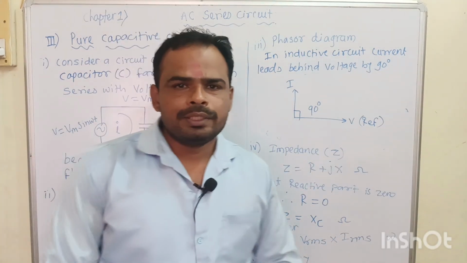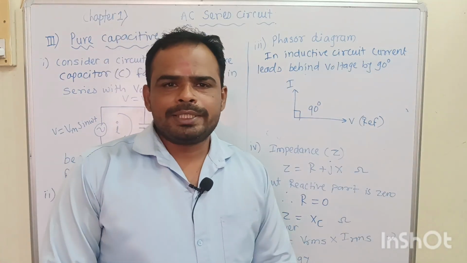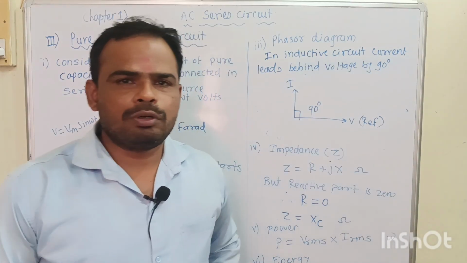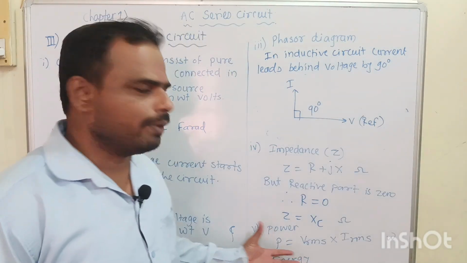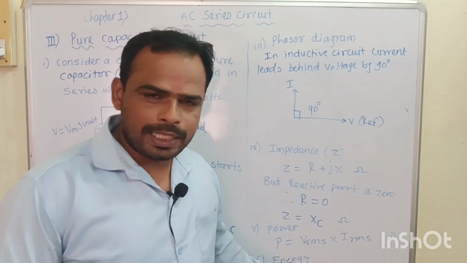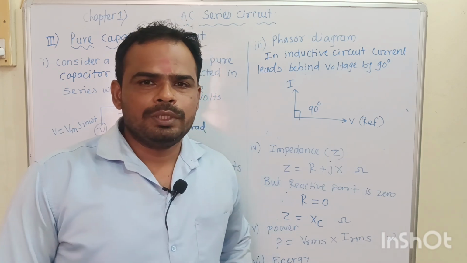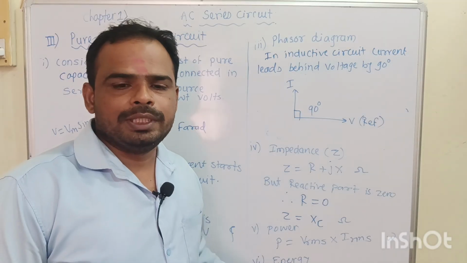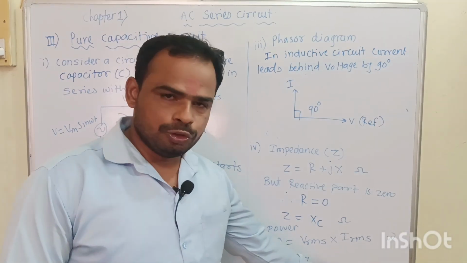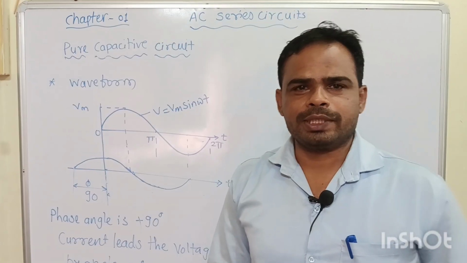The power in a pure capacitive circuit is Vrms into Irms. It is the product of the RMS value of voltage and the RMS value of current. The unit of power is watt, and the last point is energy. Energy is the product of P into T, means energy is the product of power and time, and the unit of energy is joule.